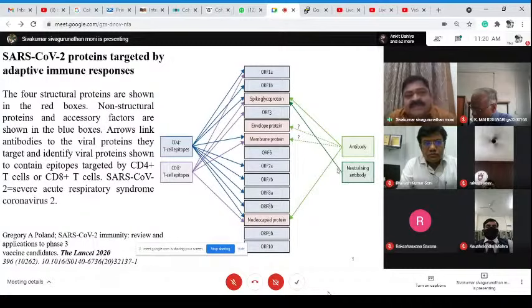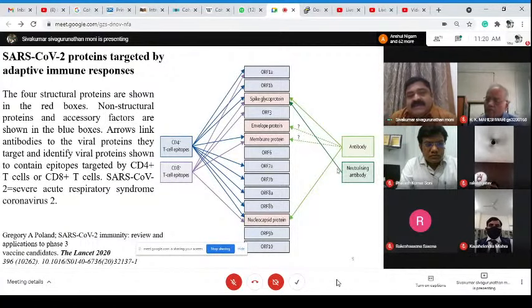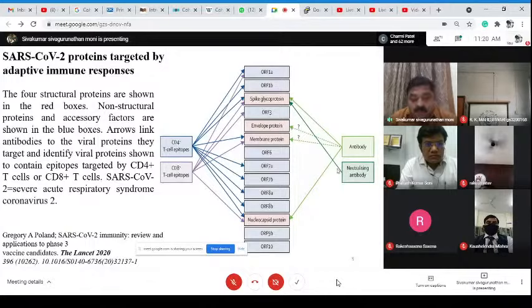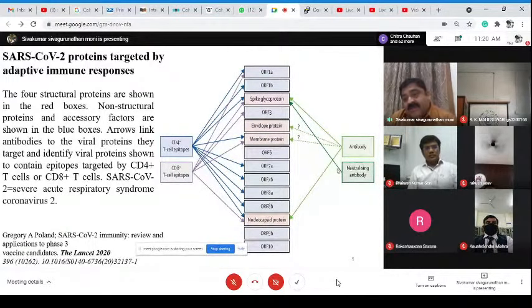So how has the SARS-CoV-2 protein been targeted? This work has been published in the Lancet. What they showed is that CD4 epitopes are expressed against the open reading frames of the virus. Cytotoxic T cells, that means CD8 cell epitopes, are expressed against the membrane protein as well as the spike glycoproteins. On the other side, there are neutralizing and general antibodies.